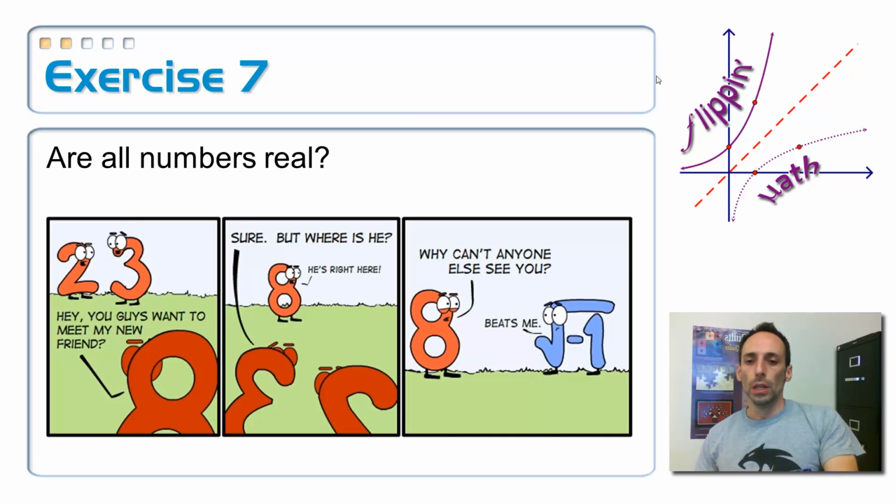Okay, so I found this comic online, of course, and here's the number 8, and he's talking to some of his other number friends, and he goes, "Hey, you guys want to meet my new friend?" And they're like, "Sure, but where is he?" And 8's like, "Well, he's right here." And he turns, but they can't see him. "Why can't anyone else see you?" And the square root of negative 1's like, "Well, it beats me." Why? Because he's imaginary.